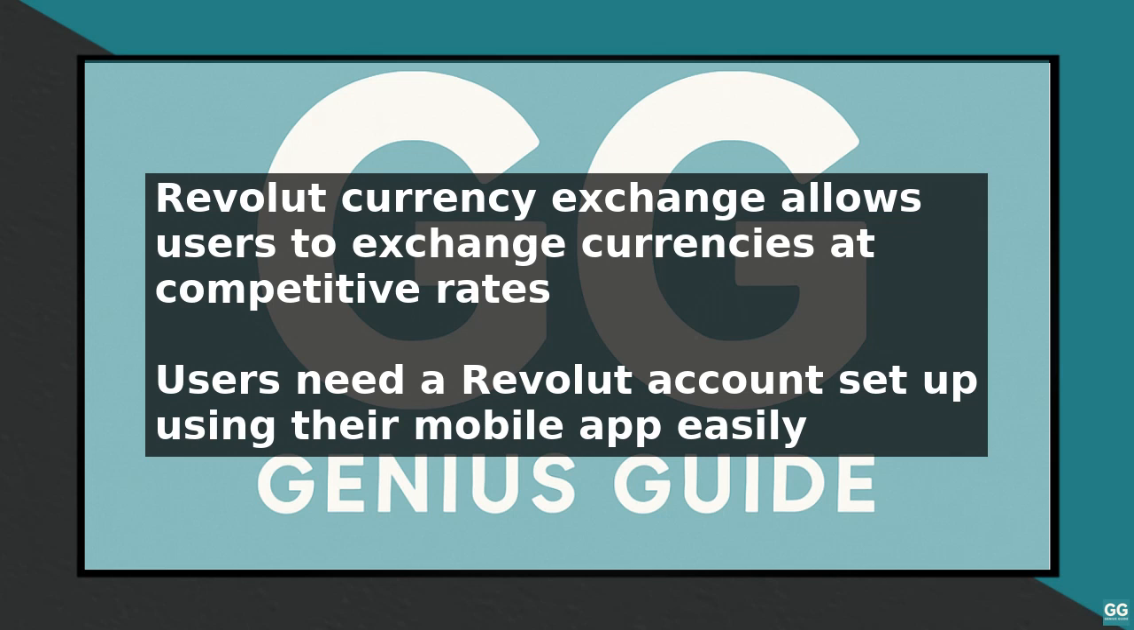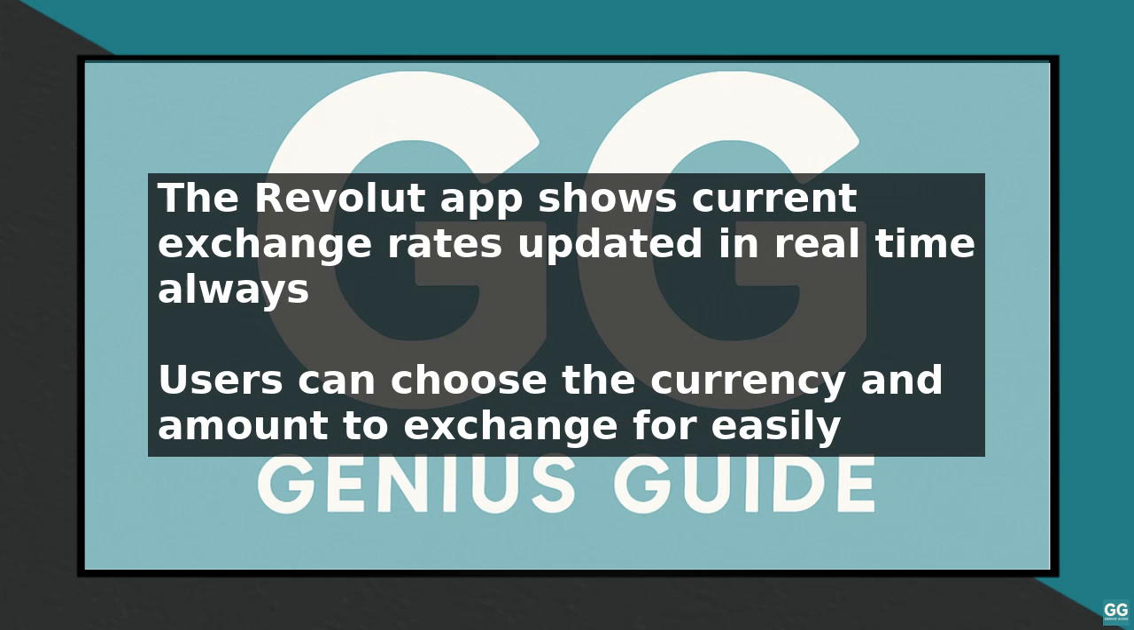Next, you can use the Revolut app to exchange currencies. The app will show you the current exchange rate, which is updated in real time. You can then choose the currency you want to exchange and the amount you want to exchange it for. One of the key benefits of using Revolut for currency exchange is that they offer competitive exchange rates with minimal fees. This means you can get a better deal than you would at a traditional bank or currency exchange office.